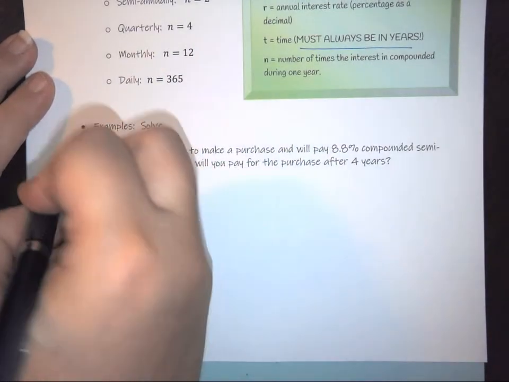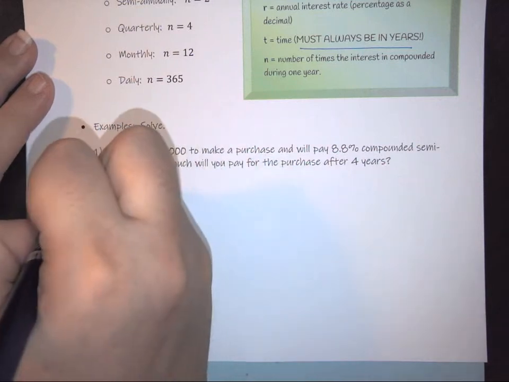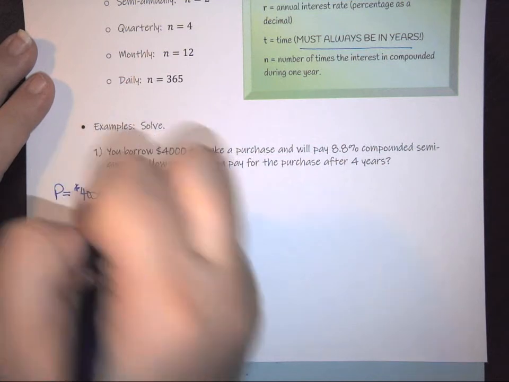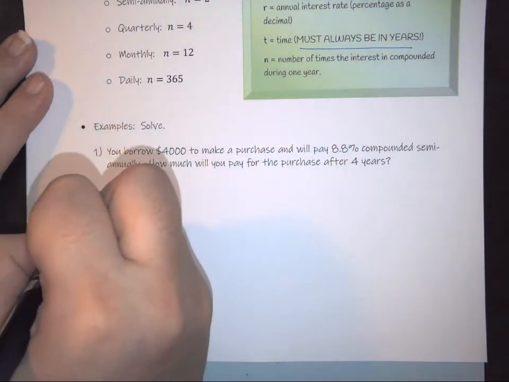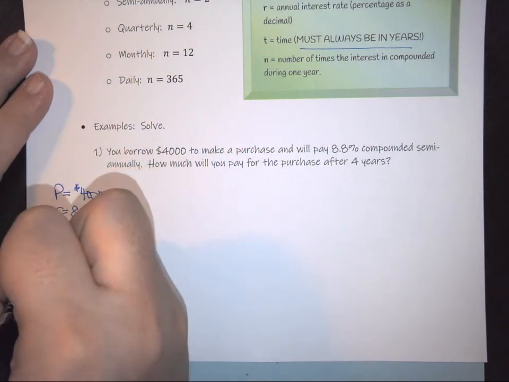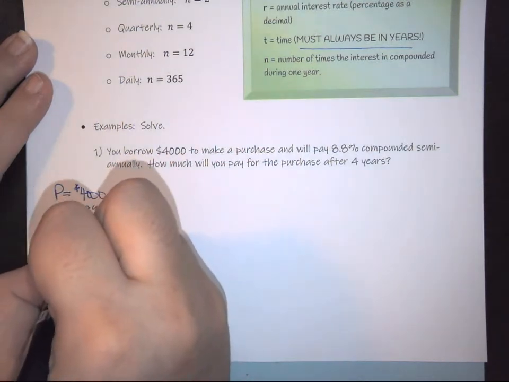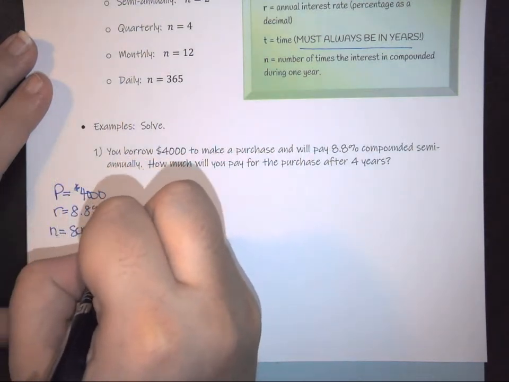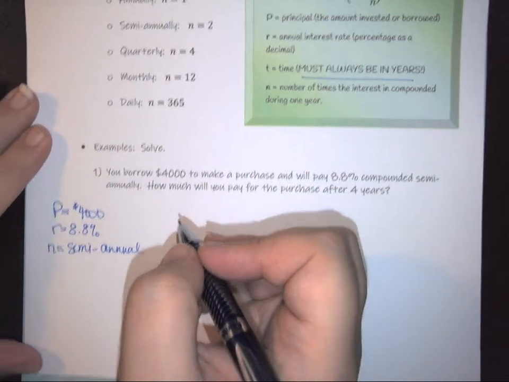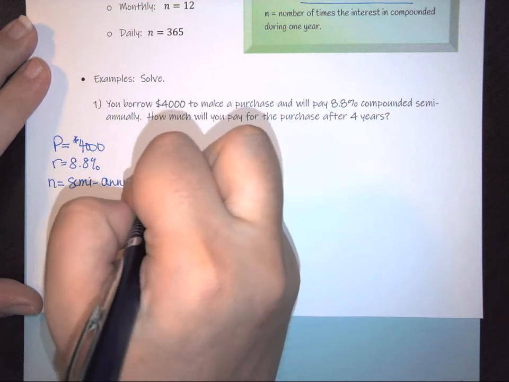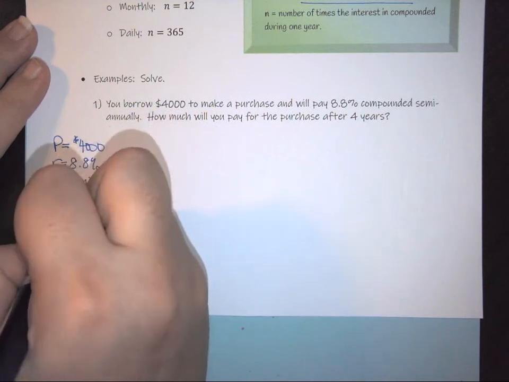So we have to look at what we've been given. Well, first, P, or the principal amount, is going to be the $4,000. That's the amount that I borrowed. The R is your rate, which is 8.8%. Your N was semi-annual. So if you look, semi-annually means 2, so that means twice a year. So N is 2. And then my T is 4 years.